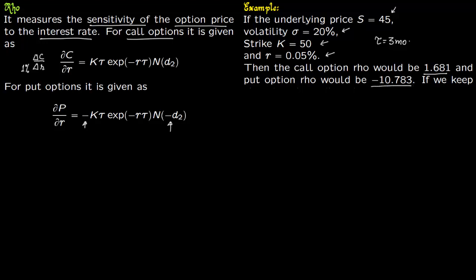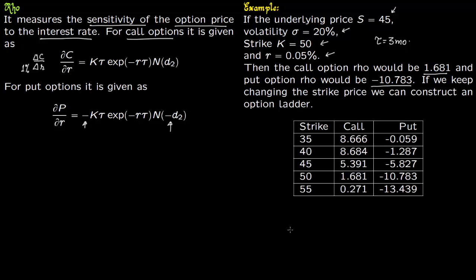So if we keep changing the strike price, you can construct an option ladder like this. You keep everything constant and you just change the strike price. Then you get different rows for call and put. So for example, this 1.681 says that if the interest rate increases by 1%, then the call option price would also increase by 1%, whereas the put option price will go down by minus 10%. So that is the interpretation.